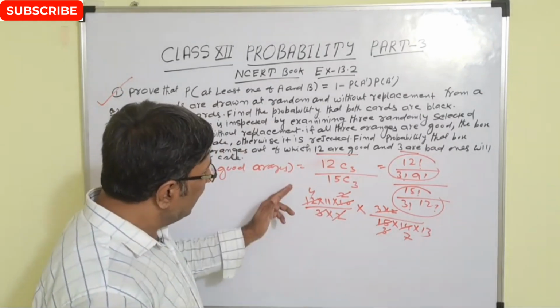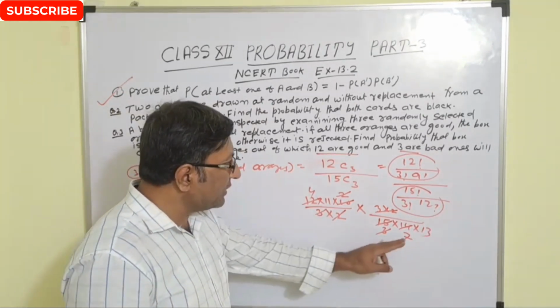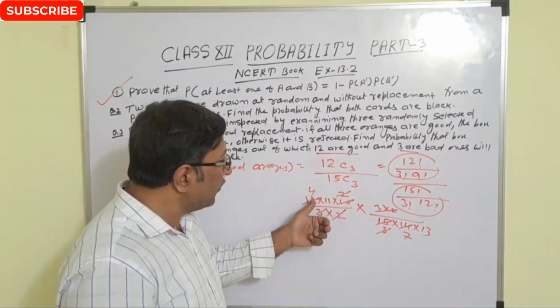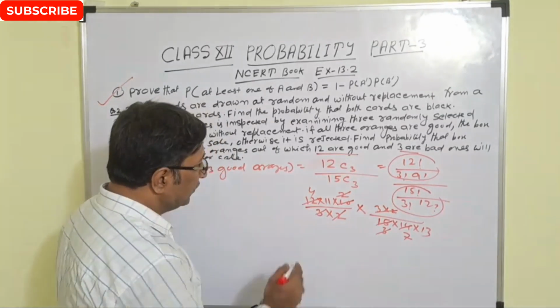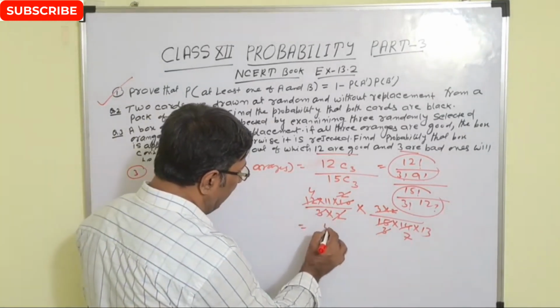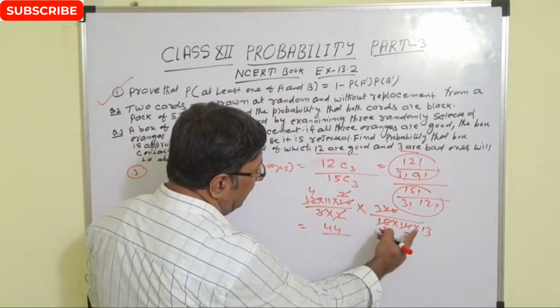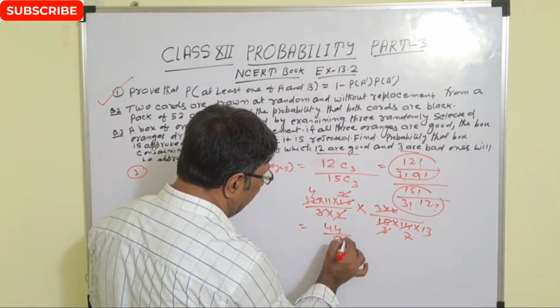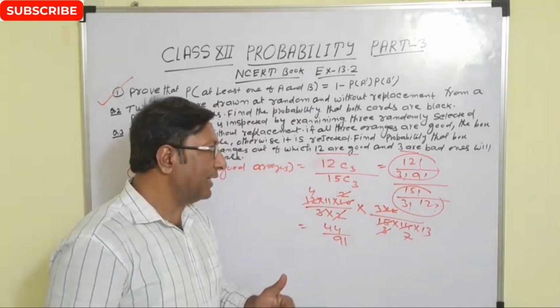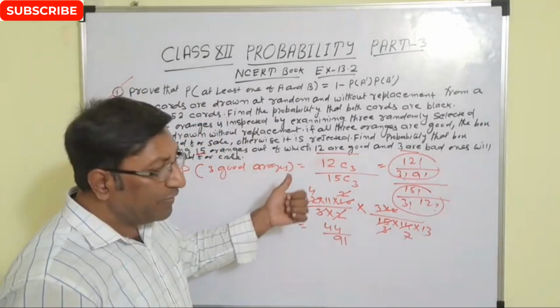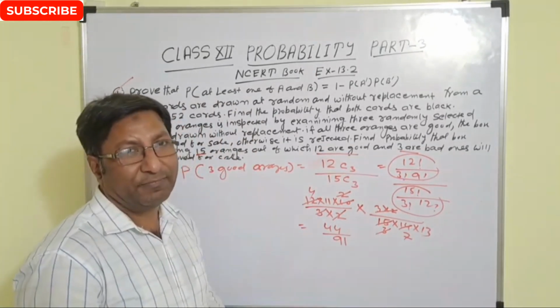Now you see here 4 and 11, here 7 and 13. So it is not divisible by any other. So now this is 4 into 11, 44. Here 13 into 7, 91. So this is our correct answer, 44 by 91. For this type of question, we can solve very easily. Thank you.